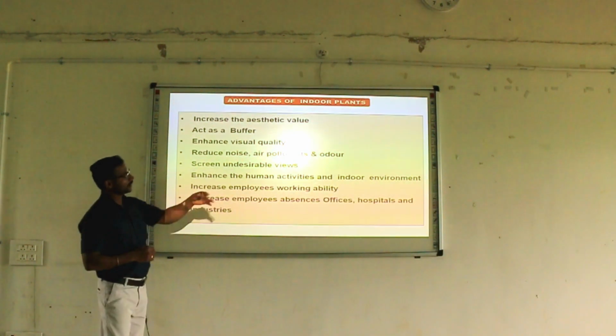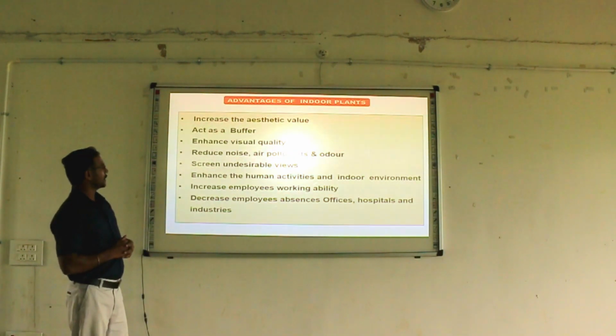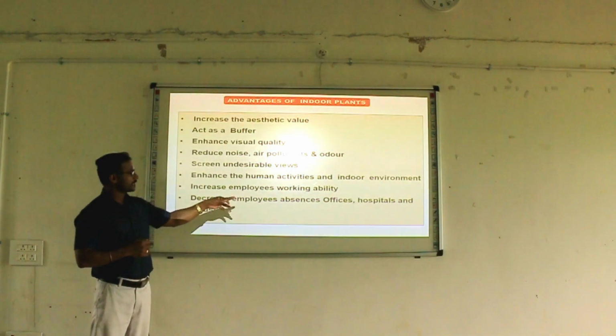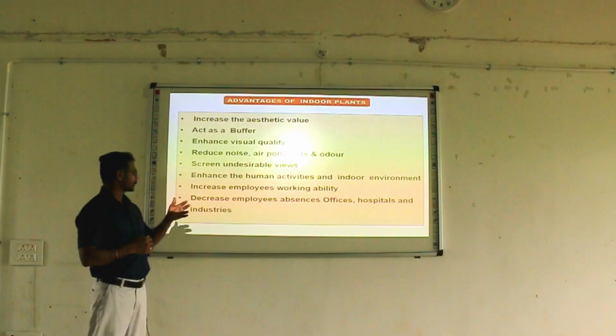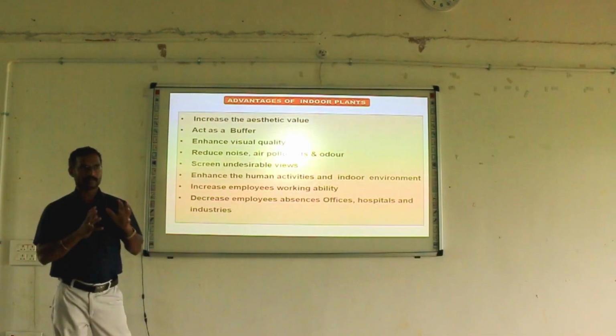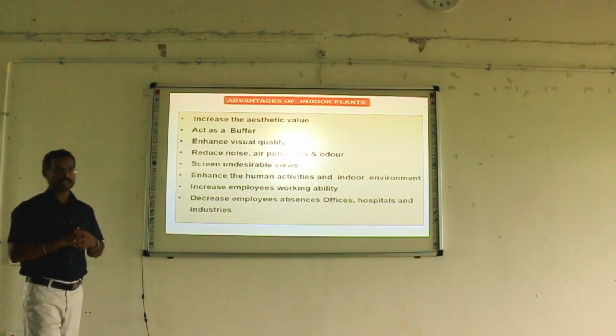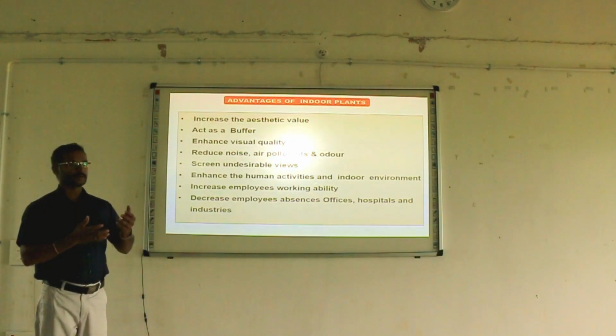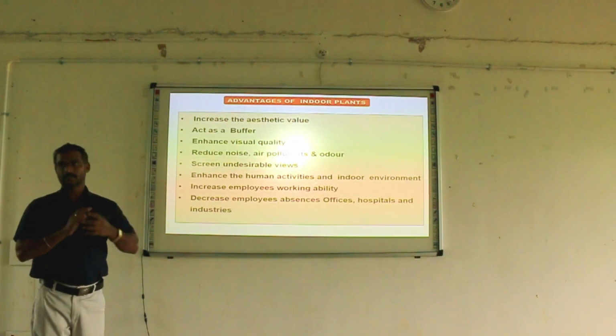Then they enhance human activities and the indoor environment, and increase employees' working ability. Then they decrease employees' absence in offices, hospitals and industries. Because the plants give attraction to the workers, they like the plants, and they think we can go, we can see the plants, we can enjoy the area.